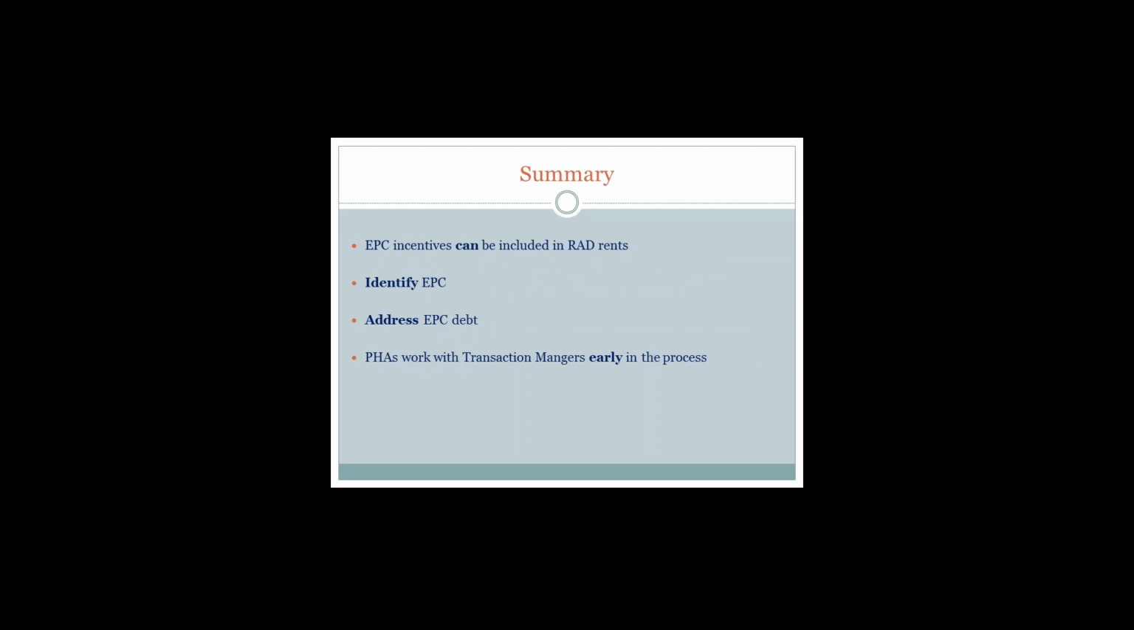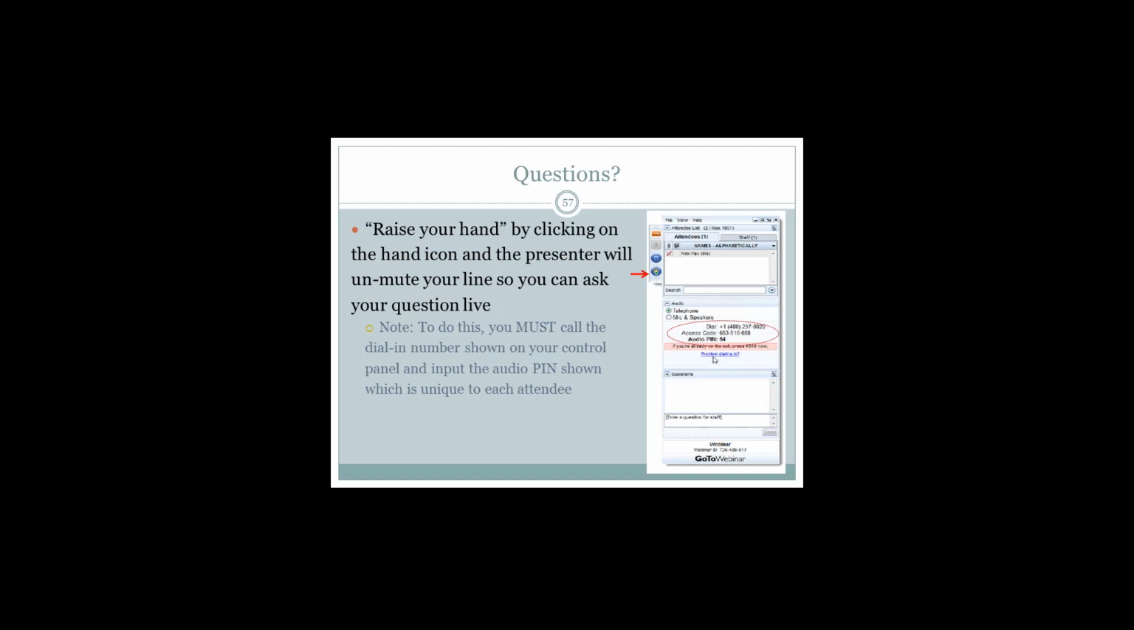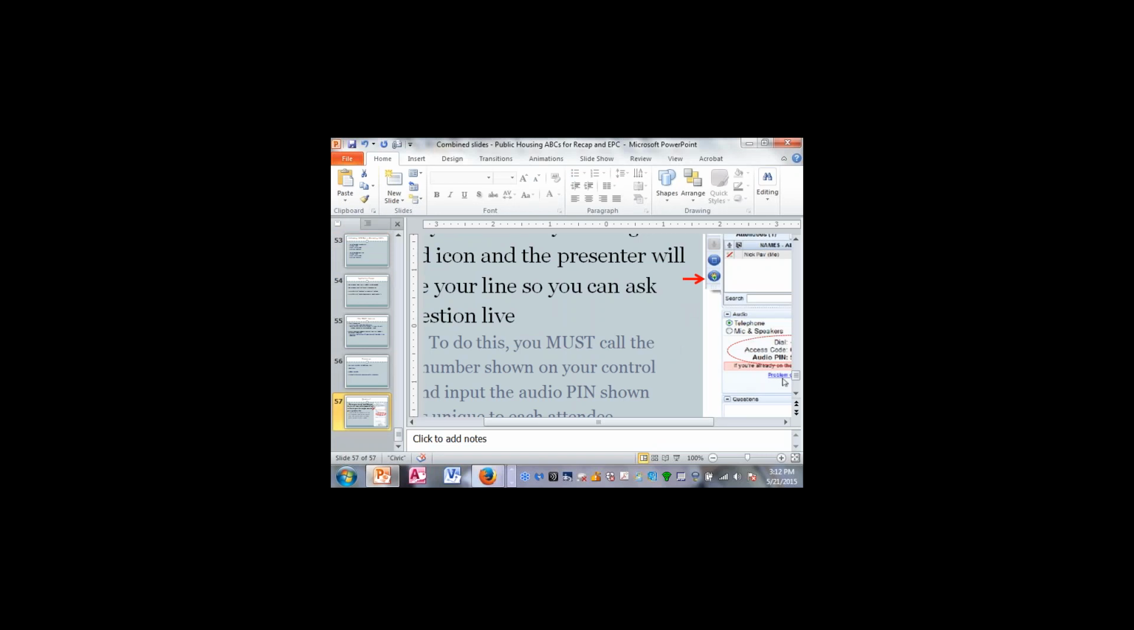So summarizing, yes, you can convert to RAD when you have an EPC, but you do need to make a plan for it and work with HUD to get that straightened out, because it is a little bit more complicated than if you were coming in without one. And that is it on my side of the utility cost reduction incentives and how they interface with RAD.